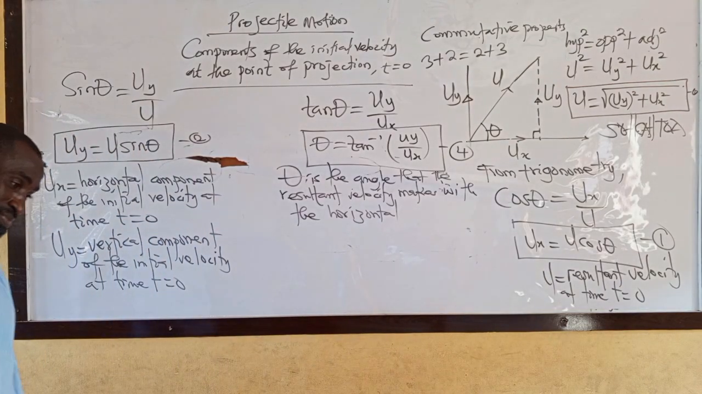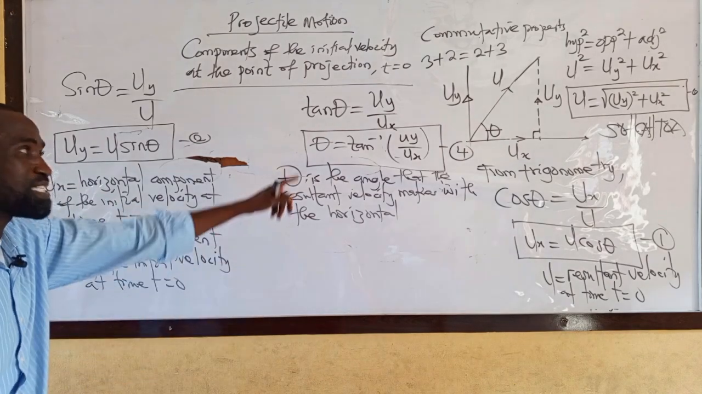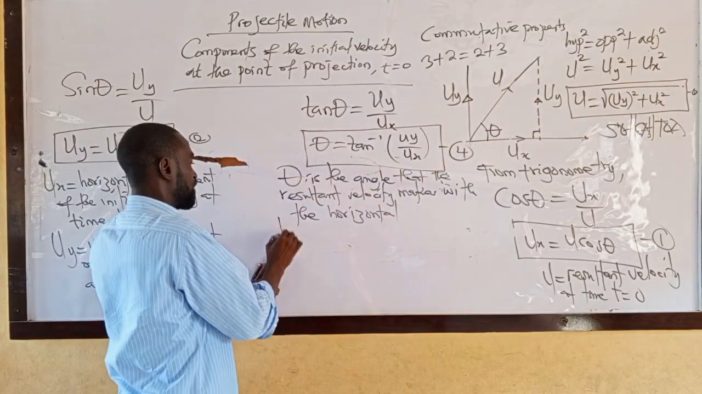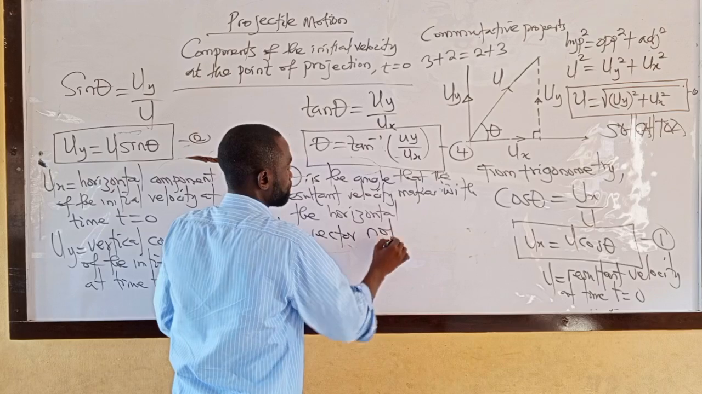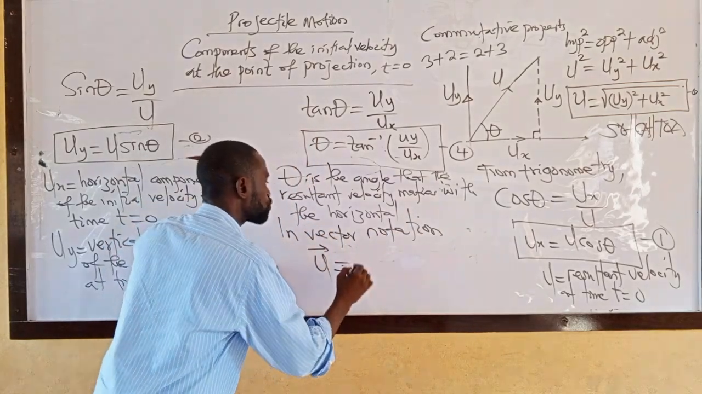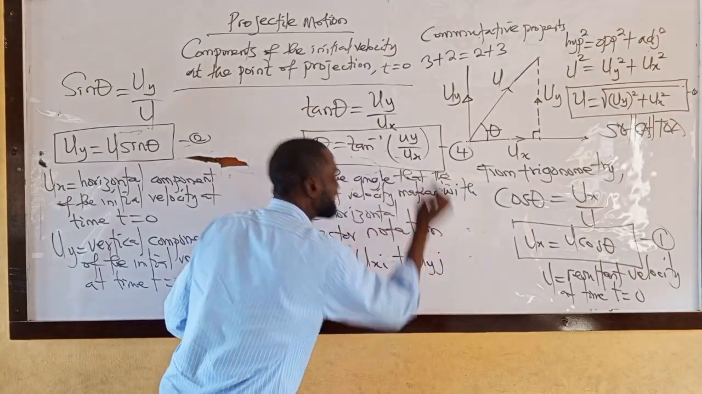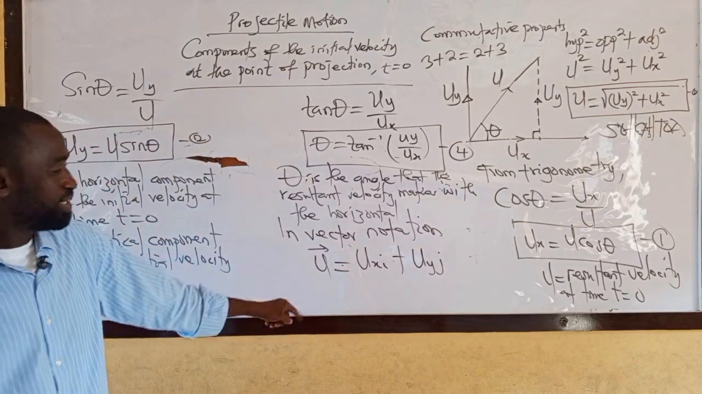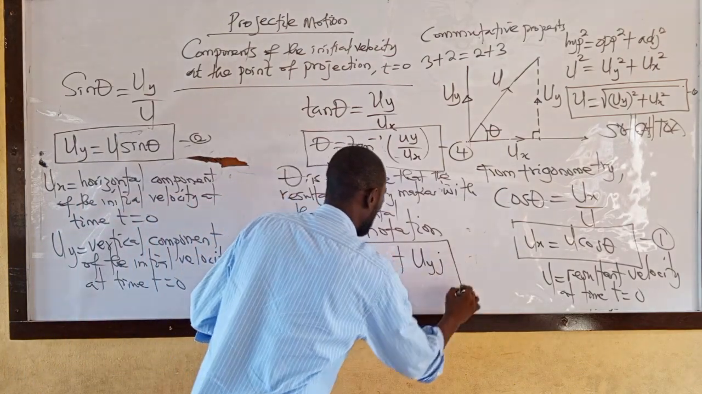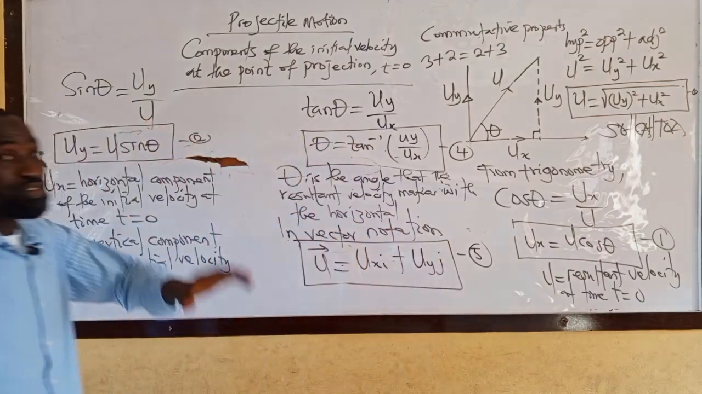Now, class, you can be asked to write this in vector form, because questions can come out in vector form. So how do you write this in vector form? In vector notation, my u will be equal to u of x i plus u of y j. This is the resultant in vector form. Are you with me? Put this in a box and call it equation 5.